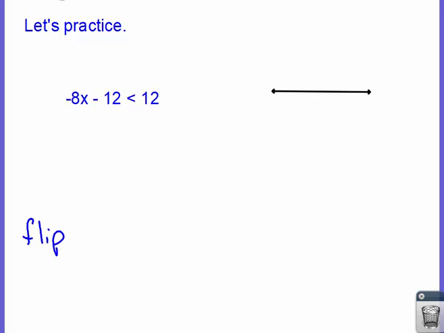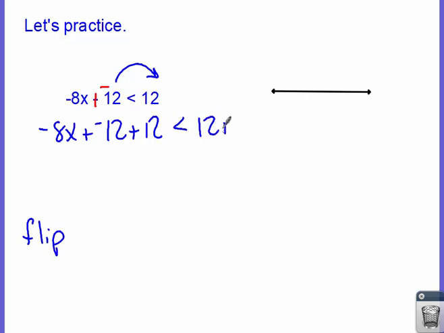Now, the first thing I'm going to do is change this subtraction to addition, and the next number to its opposite. Again, the only reason why we do that is to prevent careless mistakes. Okay, so now I need to move this negative 12 over to be with a positive 12. So negative 8x plus negative 12 plus 12 is less than 12 plus 12. So we end up with negative 8x is less than 24.